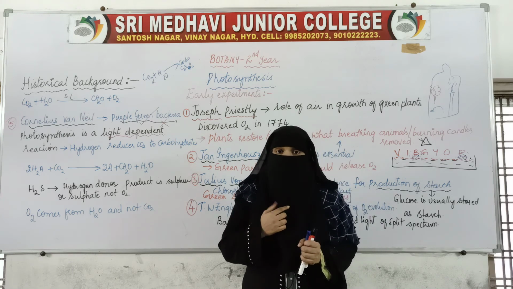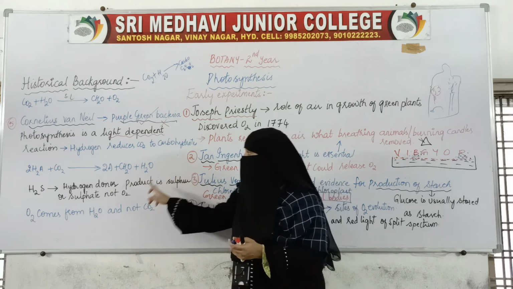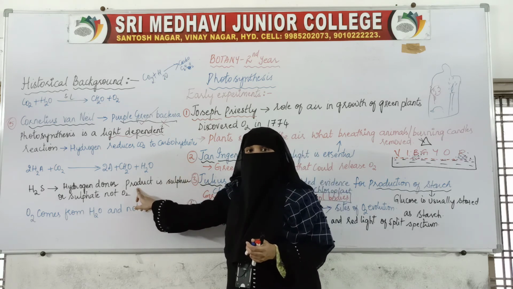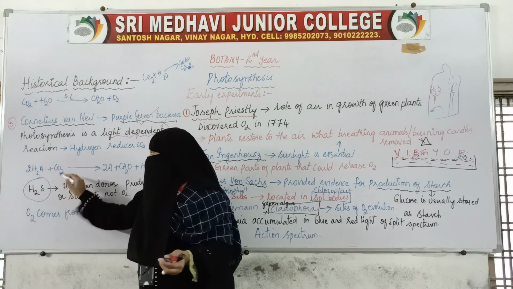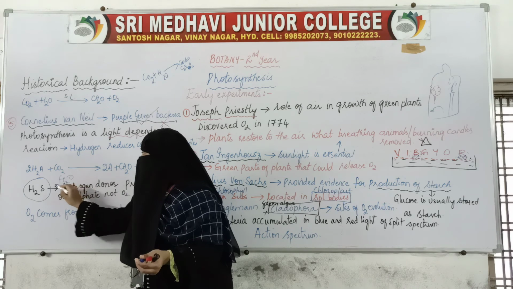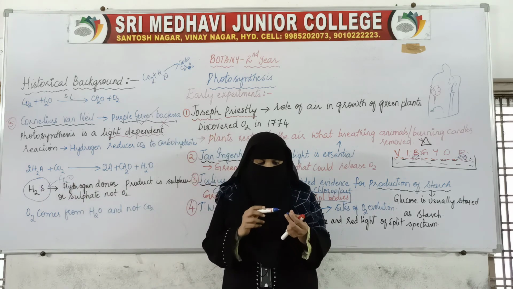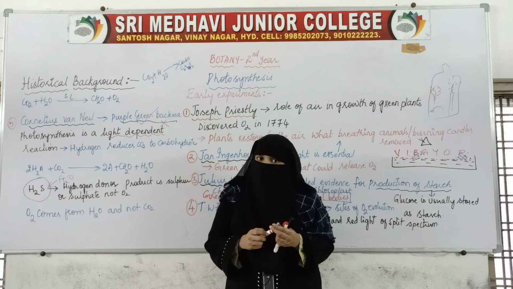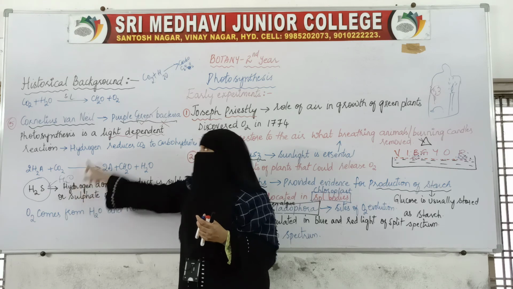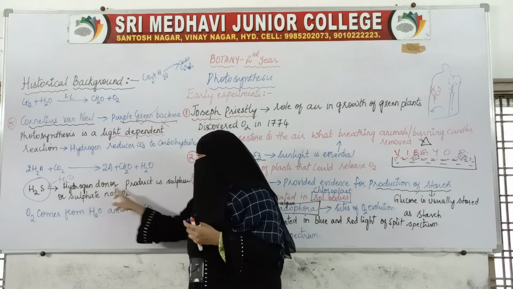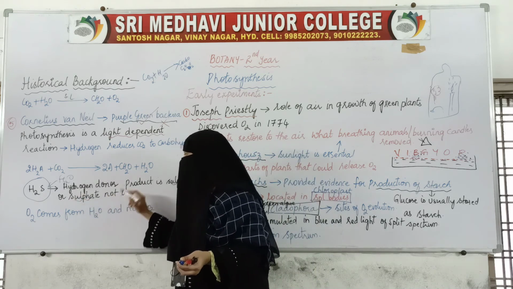Why do they not release oxygen? Because instead of water, they have taken H2S. Instead of H2O, those organisms have taken H2S. So when H2S was taken, the product released was not oxygen. The product was sulfur or sulfate, not oxygen.